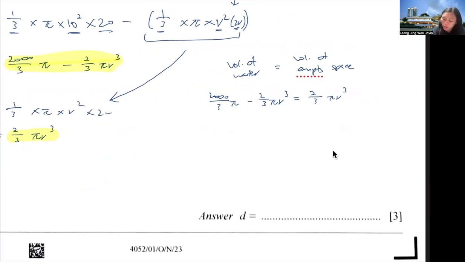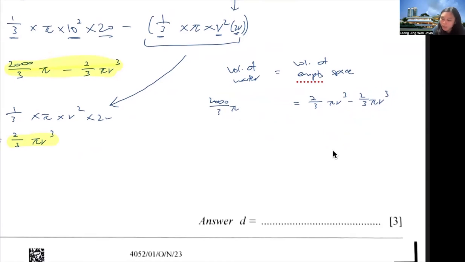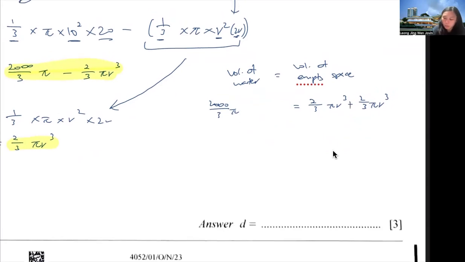So how do I move this over? This is just a number. Don't be scared of it. Over here, can I move this over here? It's the same, right? 2 over 3 pi r cubed, 2 over 3 pi r cubed, right? So if I move this over, so instead of saying minus 2 over 3 pi r cubed, I bring this whole thing to the other side. Now it becomes a plus. Okay, so plus. Okay, so maybe let me rearrange it. So over here, 2 over 3 plus 2 over 3, you get 4 over 3 pi r cubed.